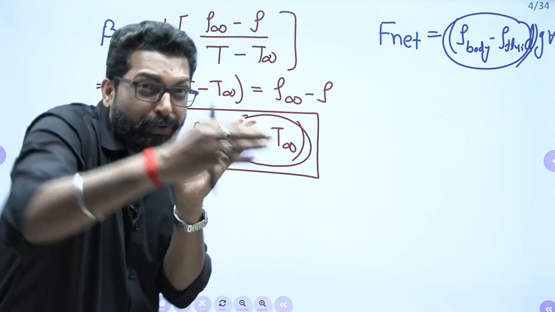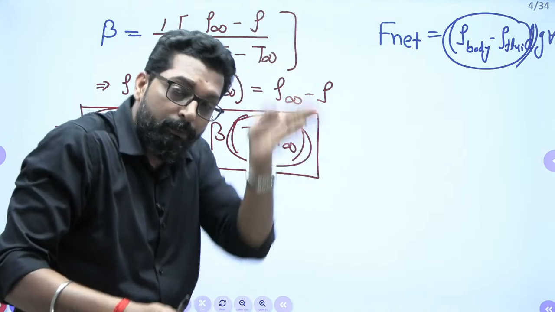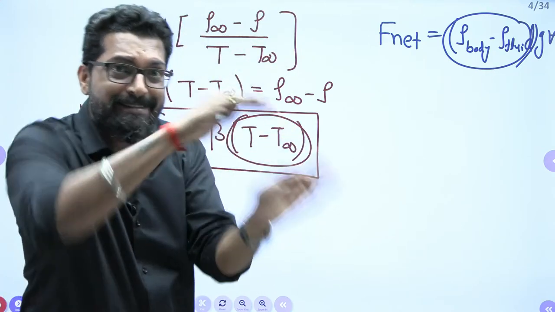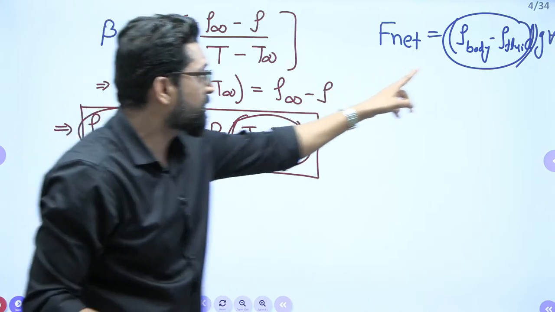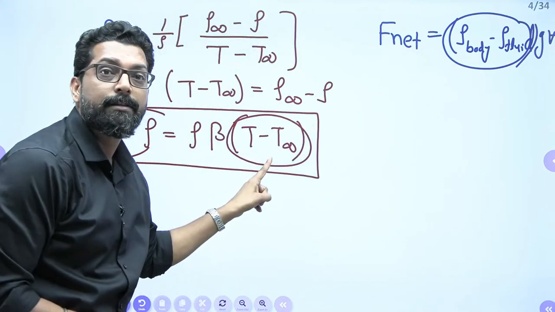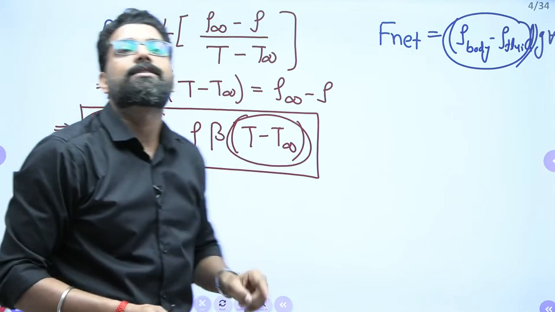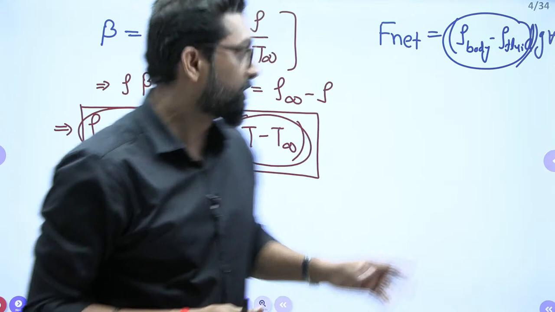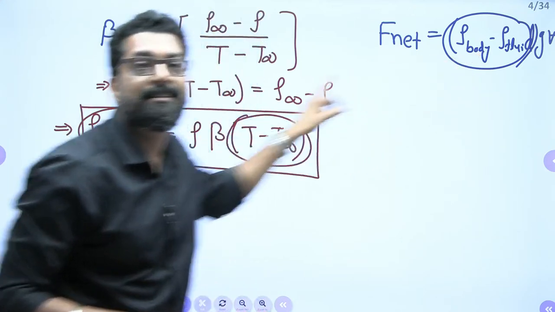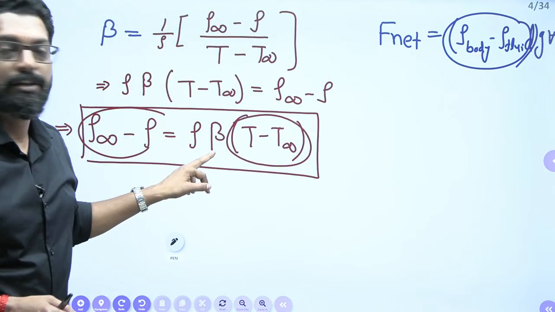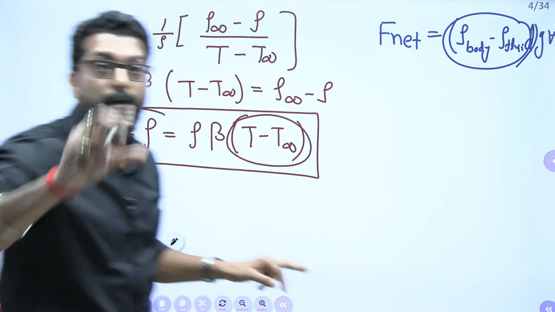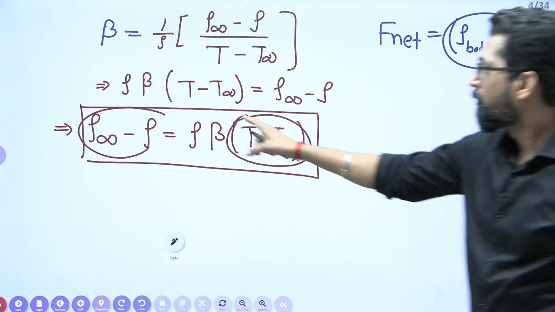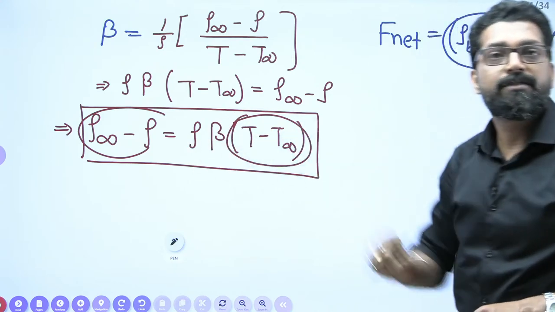If there is a difference of temperature from the plate to the fluid, there is a density difference. If there is a density difference, there must be a temperature difference. If there is a temperature difference, there must be an advection effect, a convection effect. So this is the beauty between fluid mechanics and heat transfer. It is directly related to how the density will change with respect to temperature, due to the coefficient of volume expansion, beta.